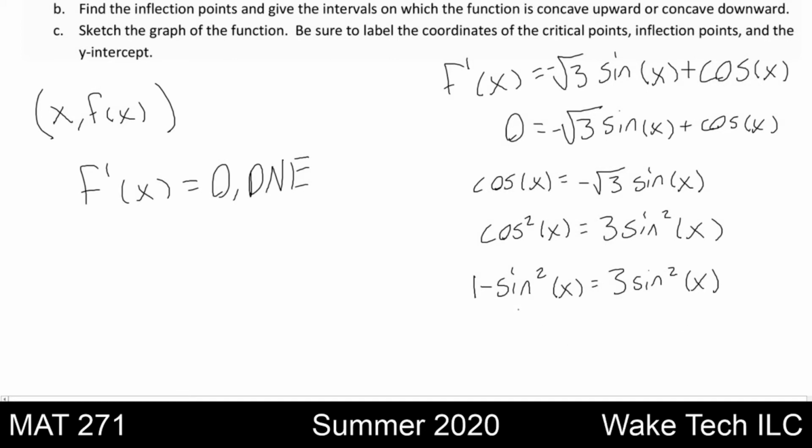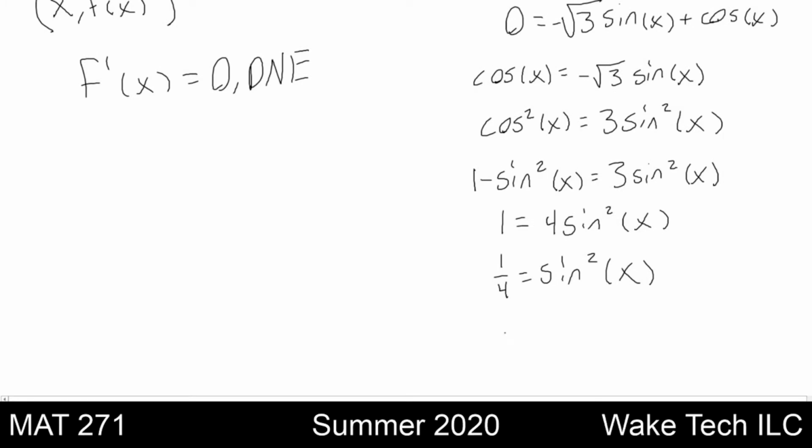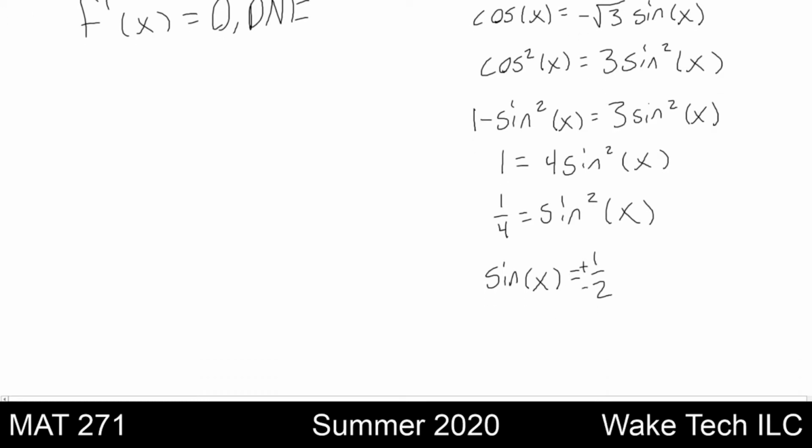Then solve for x. So we're going to move the sine squared over, have 1 equals 4 sine squared of x. When we divide, we get 1/4 is equal to sine squared of x, which when we take a square root of both sides, we get 1/2, and I'm going to flip the sides as well, so we have sine of x is equal to 1/2. We might even put a plus or minus here.